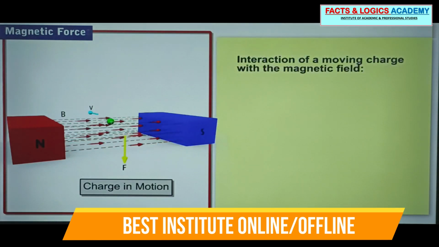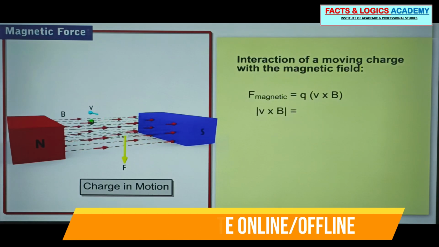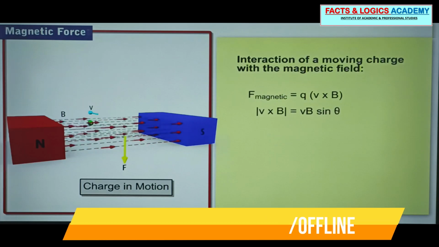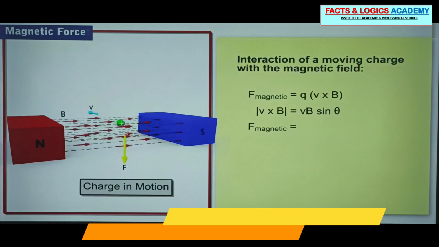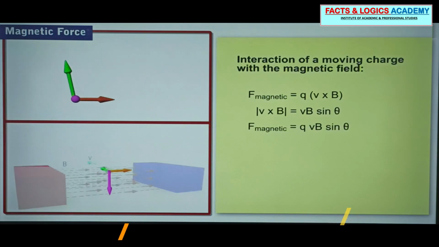As you know, the force experienced by a moving charge due to the magnetic field is F magnetic is equal to Q into V cross B. As V cross B is equal to VB sine theta, the magnetic force on charge F magnetic is equal to QVB sine theta, where the angle between the directions of V and B is theta.